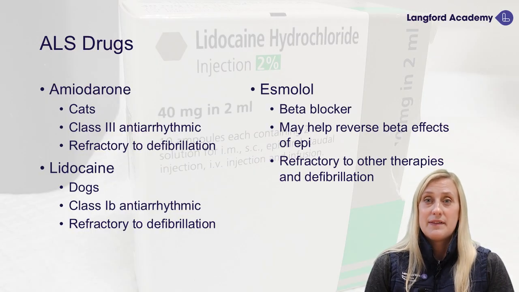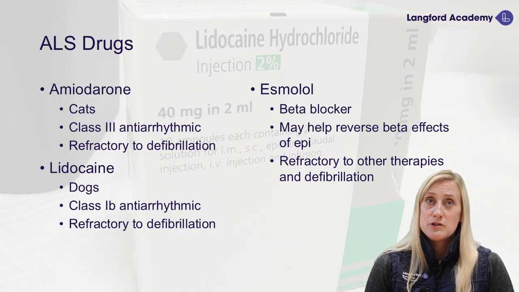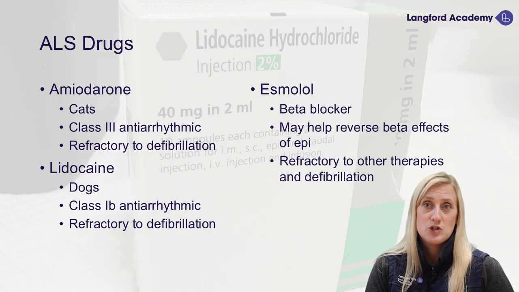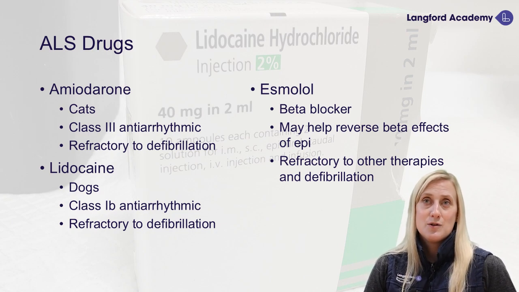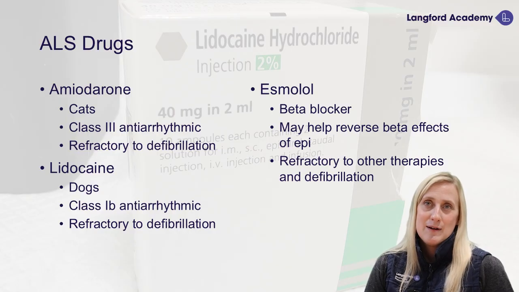And other drug therapies you want to think about. These drugs we give to a patient who's refractory to defibrillation. Amiodarone, more preferably in cats than lidocaine. But again, if our defibrillations work, this is sort of a last attempt at making sure we can help those myocardial cells behave themselves, as we say. And esmolol is a new drug that's been added, so it might help reverse the beta effects of the epinephrine. That's the thought process behind it.